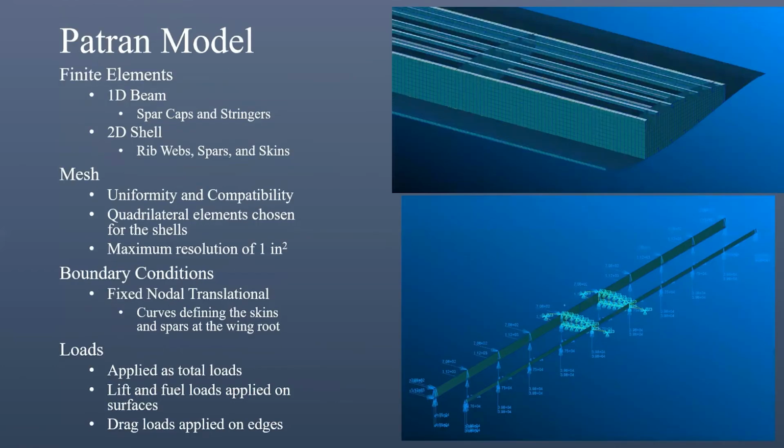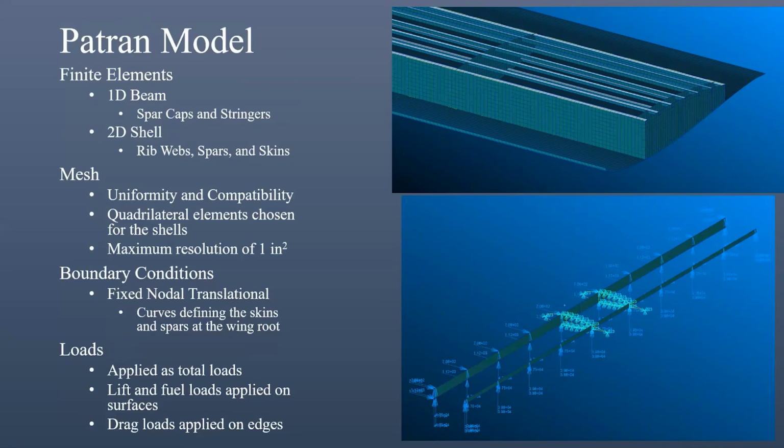The FEA model consisted of two types of finite elements: 1D beams, which were the spar caps and stringers, and 2D shell elements, which consisted of the rib webs, spars, and stringers. The mesh was designed to maximize uniformity and compatibility between the structural members. Quadrilateral elements were chosen for the shells, and a mesh resolution of at least 1 square inch was guaranteed throughout the model.